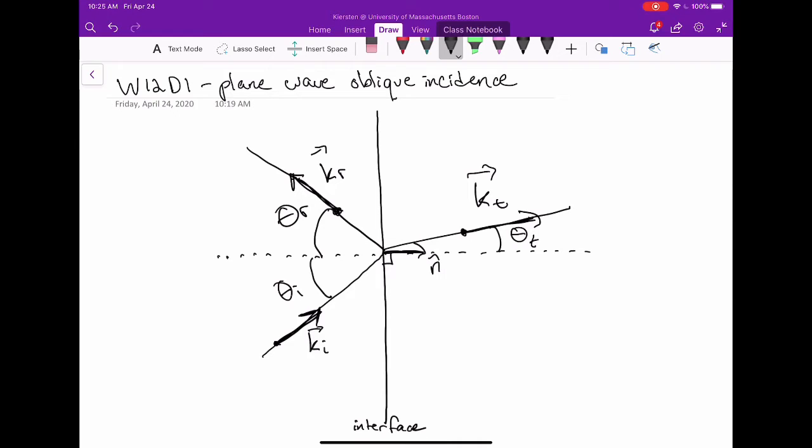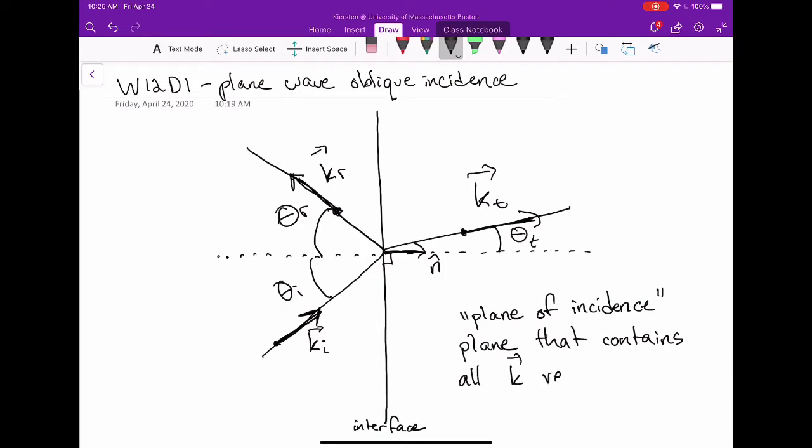It's important at this point to talk about what the types of polarization are and what they are defined relative to. Now, in general, for problems like this, we like to talk about the plane of incidence, which is the plane that contains all of the k vectors, all the wave vectors, and the surface normal. That's the plane of incidence. So in general, it is the page or the screen.